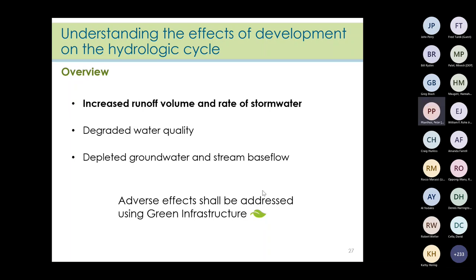Under the current rule, there is a requirement to mitigate these adverse impacts using green infrastructure, which acts to reproduce, as closely as possible, the natural hydrologic cycle. But more on that requirement later. We'll now address how we mitigate these effects in turn, beginning with the runoff quantity control standards in place to address the increase in volume and rate of stormwater runoff.